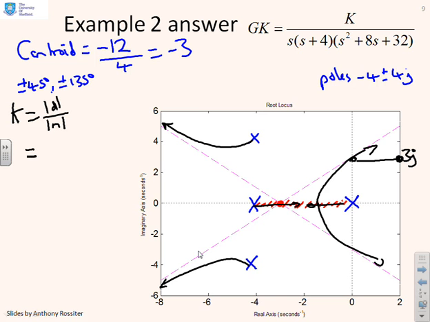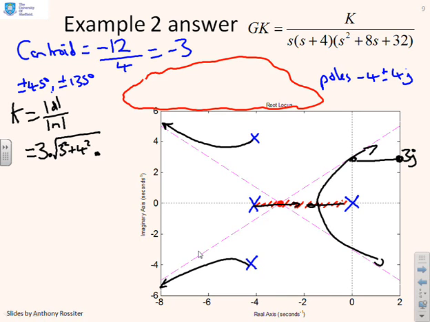So what have I got? First, I've got just s, that's 3. Then I've got s plus 4, so that's going to be 3 squared plus 4 squared. And then, this bit I'm going to do as a little aside, in a little balloon here, so you can see what I'm doing. s squared plus 8s plus 32 is going to go. Now, if s is 3j, then s squared is minus 9, 8s is 24j, and then you get plus 32, or in other words, you end up with 23 plus 24j, and that's for this quadratic factor.